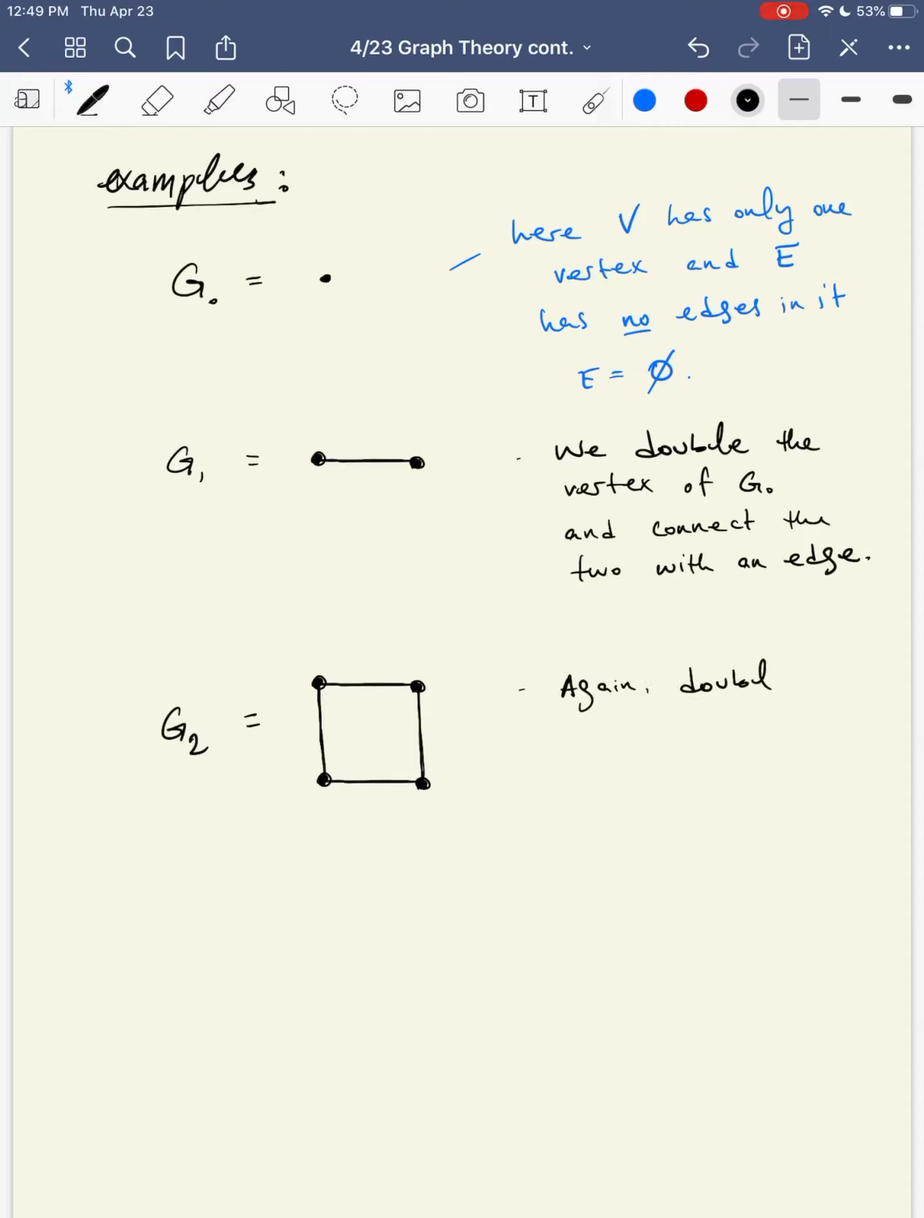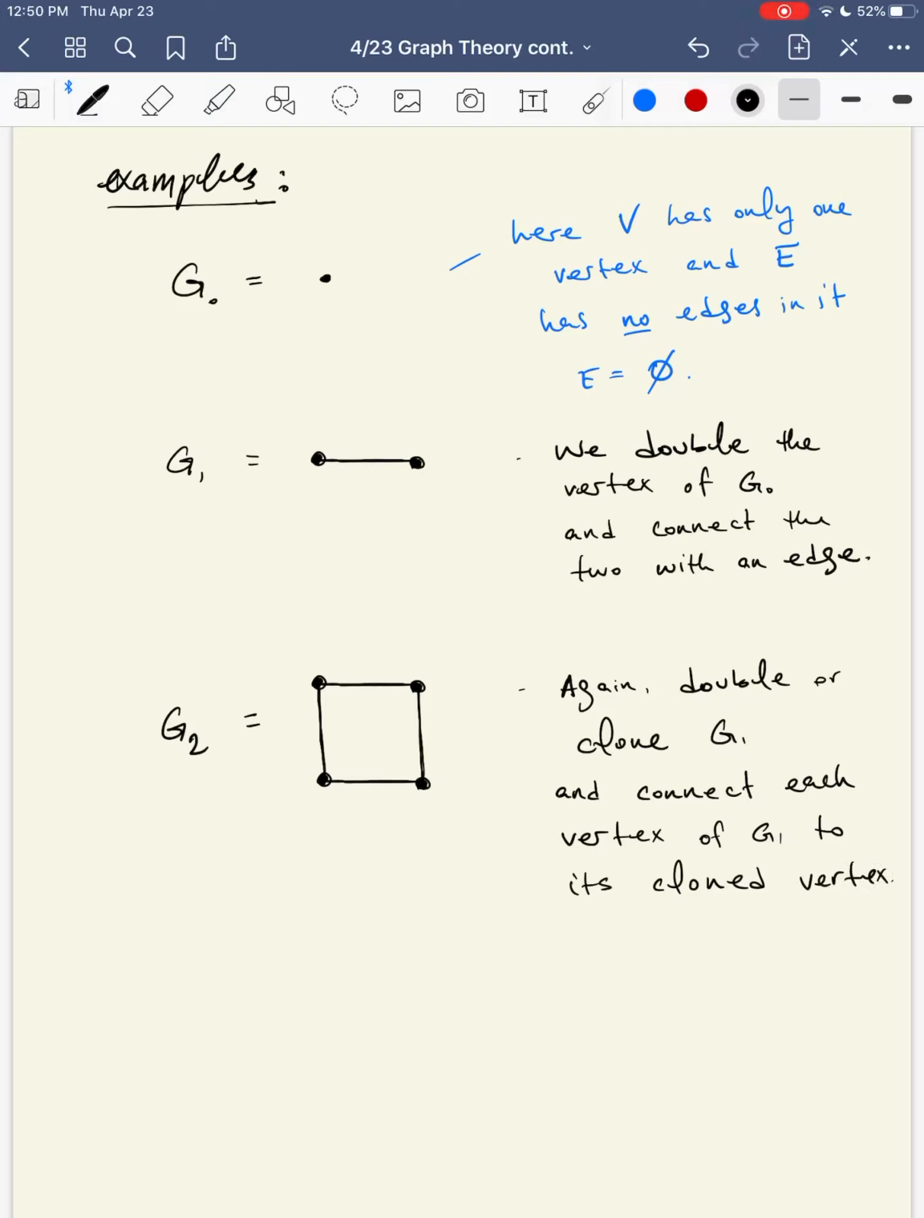double or clone G1 and connect each vertex of G1 to its cloned vertex. Okay? Yeah, I won't abbreviate that.